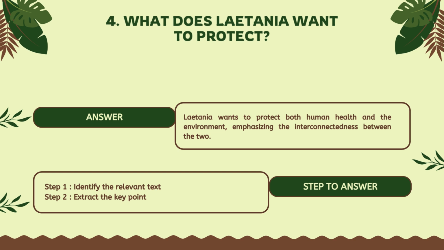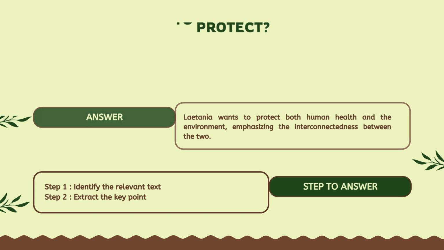What does Laetitia want to protect? Laetitia wants to protect both human health and the environment, emphasizing the interconnectedness between the two. Step-by-step answers. Step 1. Identify the relevant text. She wants to ensure that people have equal access to a clean and sustainable home. There is an underlying connection between human and environmental health, where if one is not healthy, then neither can be. Step 2. Extract the key point. Laetitia wants to protect both human health and the environment.